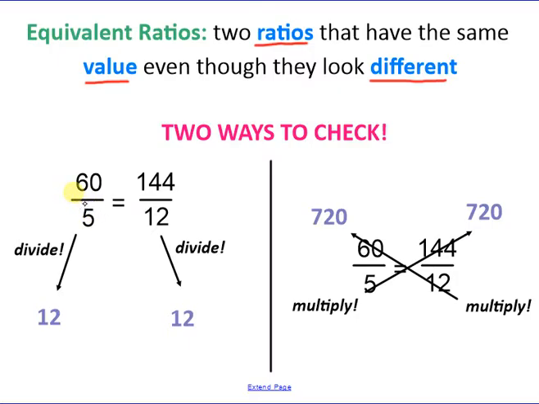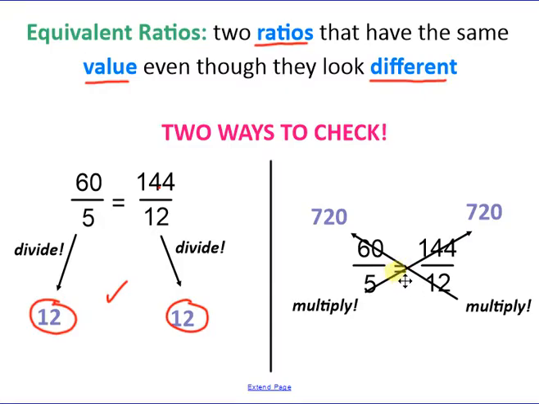What you can do is take the first ratio and divide it. 60 divided by 5 is 12. Okay? Write down that number wherever your heart is content. Then you come over to the second ratio and you divide it as well. 144 divided by 12, and you also get 12. When you divide these and you get the same number, you know that you have a set of equivalent ratios. If you get different numbers, they are not equivalent.